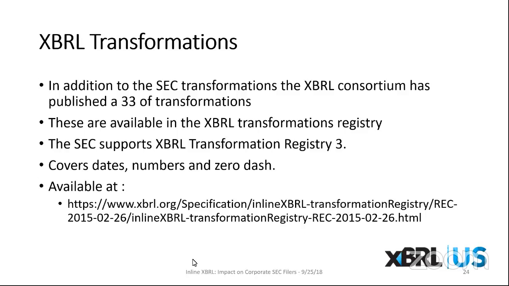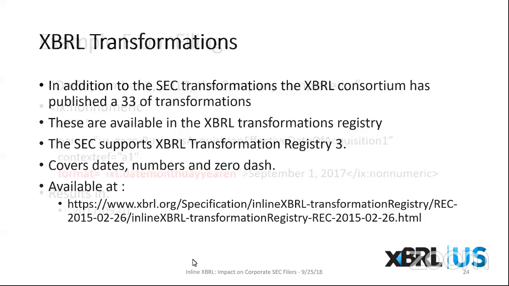In addition to the SEC transformations we've talked about here, there are additional 33 available at the link below that are supported by the SEC. And these cover things like Boolean transformations, where you would convert them to true false values from a string value, or if you have date formats in different calendars, for example, the Japanese calendar, the Gregorian calendar. These are all different transformations that are available through your software vendor. You can contact them for more information on how to use these.